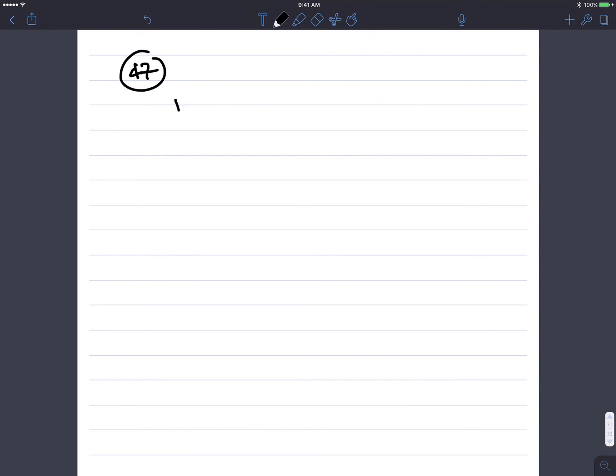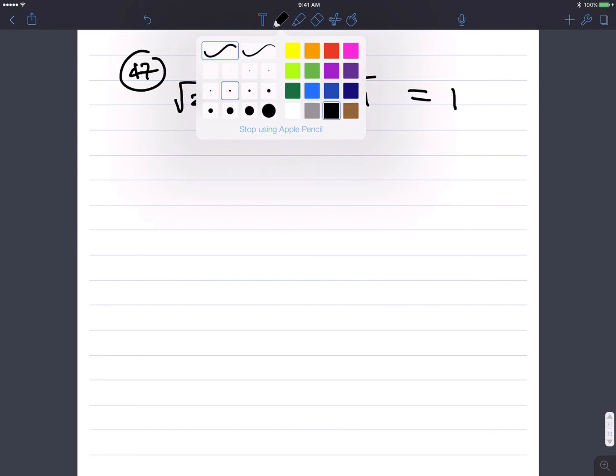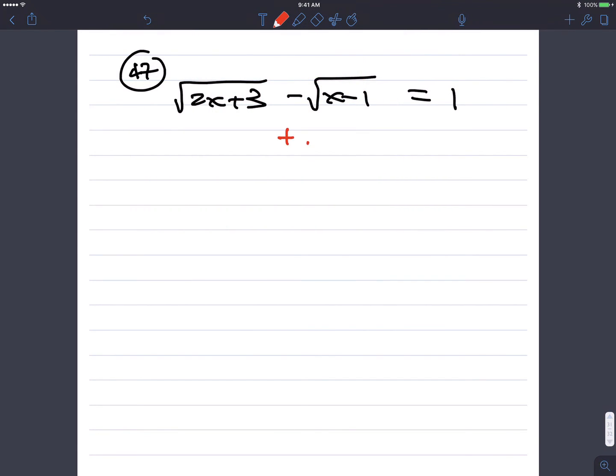47, square root of 2x plus 3 minus the square root of x minus 1 is 1. Now this is just like number 47, but what we're going to do here is solve for a radical. We can simply add the square root of x minus 1 to both sides here.